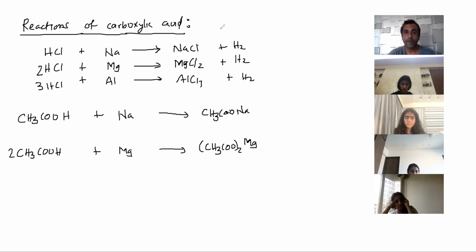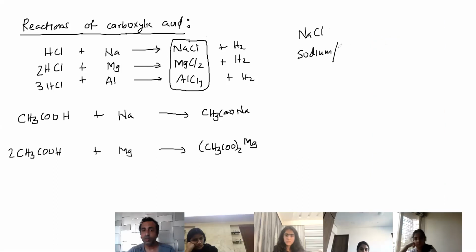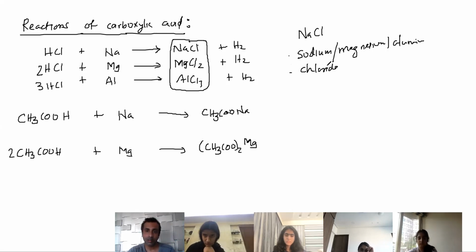Now the name of the salt. We'll see how these salts are named. So NaCl, let's say NaCl. The name of the salt is a 2-word name. The first word is the name of the metal: sodium, magnesium, aluminium, or whichever other metal it is. The second word is chloride. The anion is chloride.